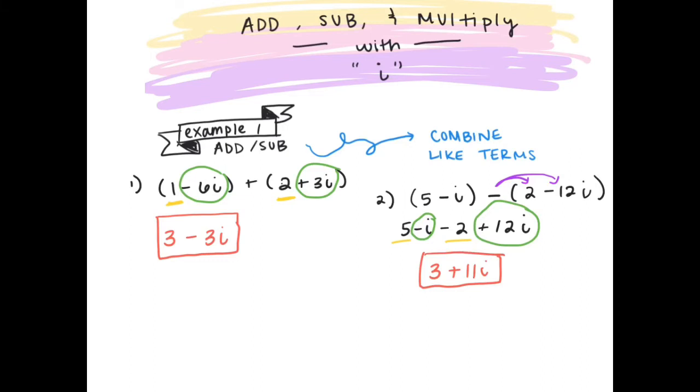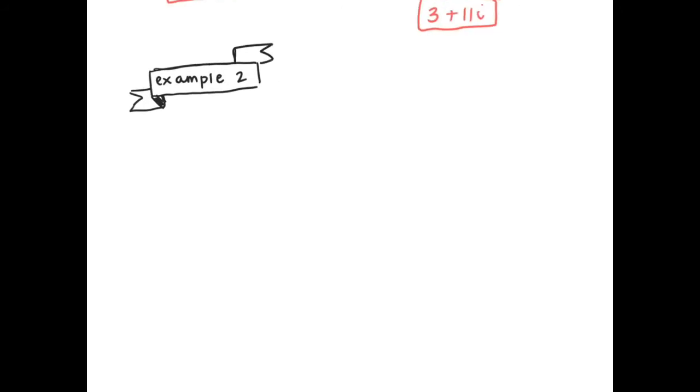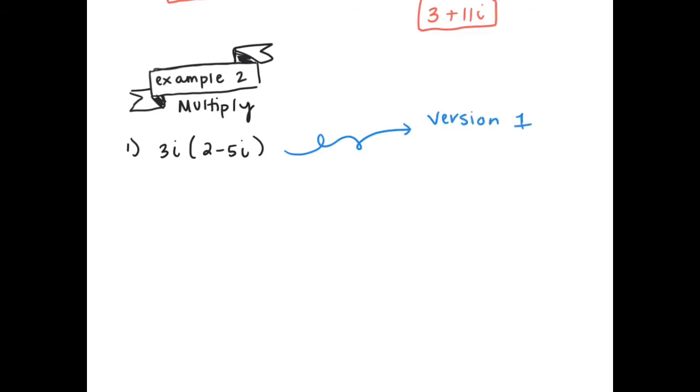Now, where things get fun is when we start to multiply, because while i will work exactly like an x, i has some special components to it. So example set 2, there's going to be 2.5 versions in here. We are going to multiply. So for my first problem, I've got 3i times 5 minus i. This one's version 1, where all we have to do is distribute.